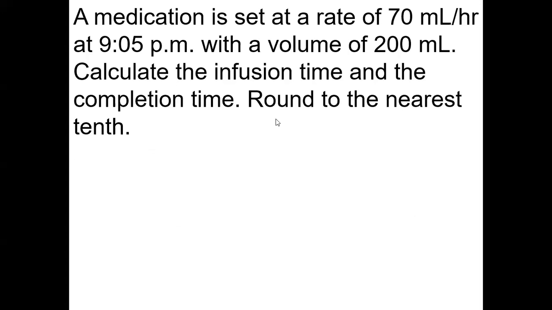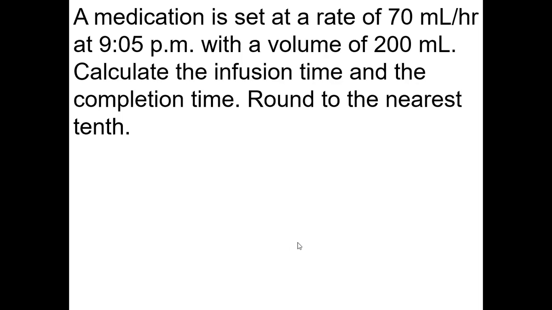Okay, medication is set at a rate of 70 mLs per hour at 9:05 with a volume of 200 mLs. Calculate the infusion time and the completion time and round it to the nearest tenth. Okay, so the first thing we're going to need here is to calculate our infusion time. In order to do that, remember we need our total volume, which is 200, and our rate, which is running at 70 mLs per hour. Those two things will give us the amount of time that it's going to run. Then it's asking us what time it will complete. We started at 9:05 p.m., and it wants us to round to the nearest tenth.